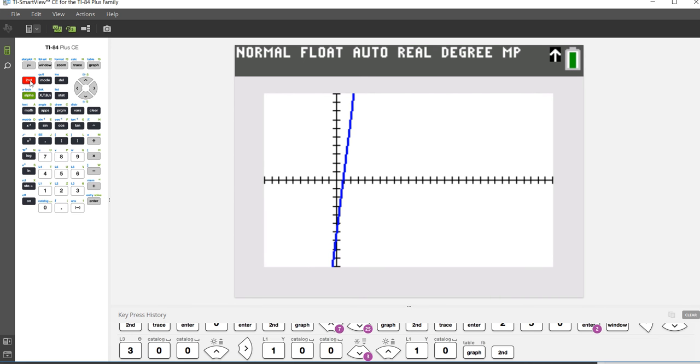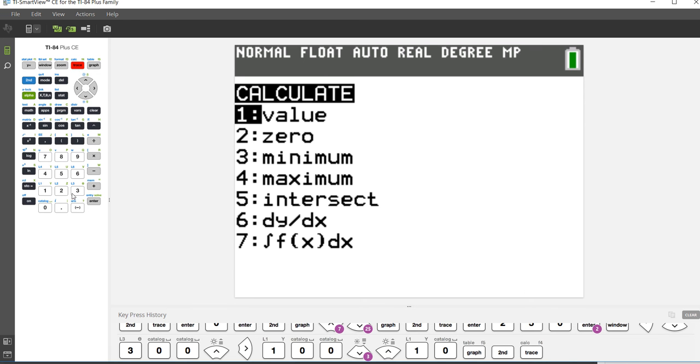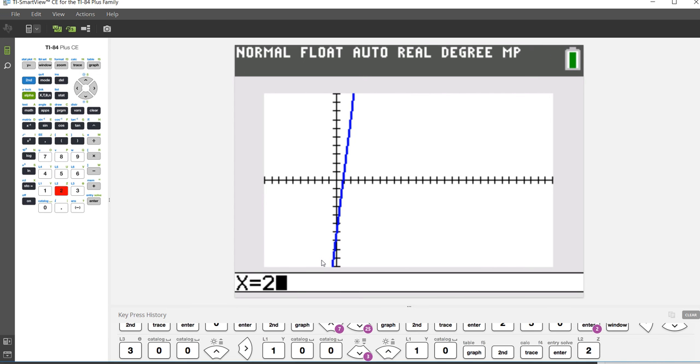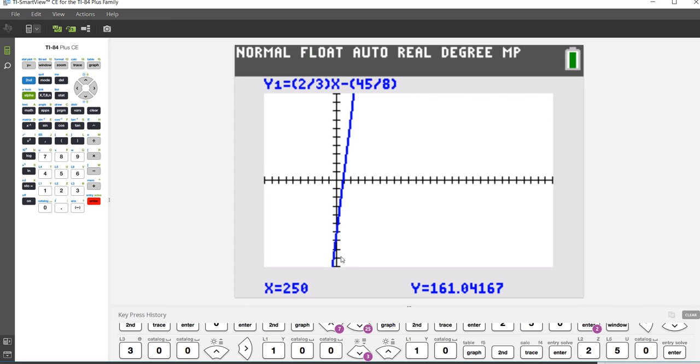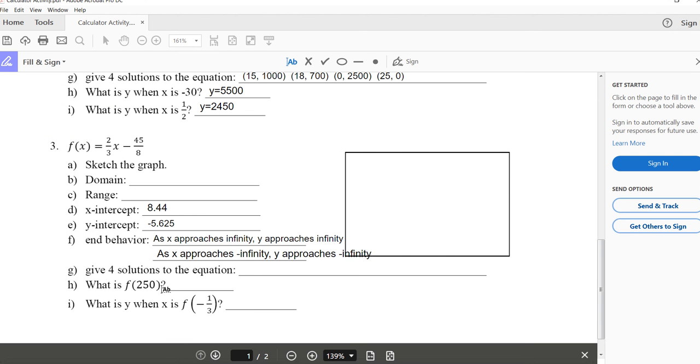So we wanted x equals, what was it, 250? So second calc, value, x equals 250. So when x equals 250, enter, y equals 161.04 when I round. So y equals 161.04. And then what is y when x is f of negative 1/3?